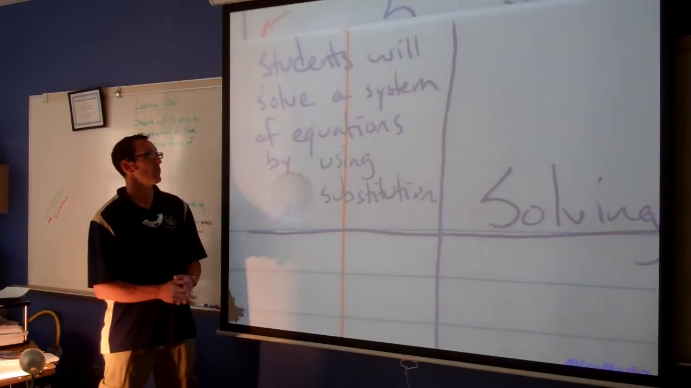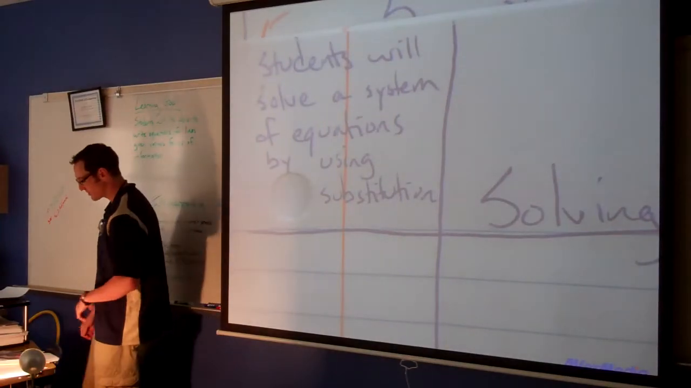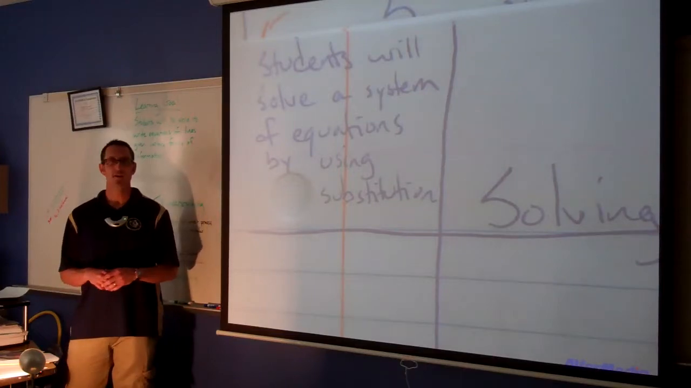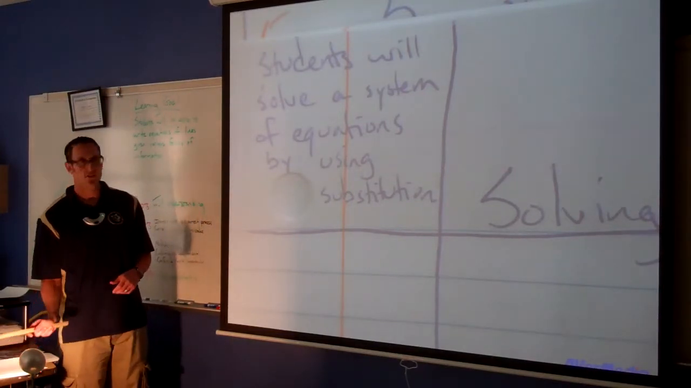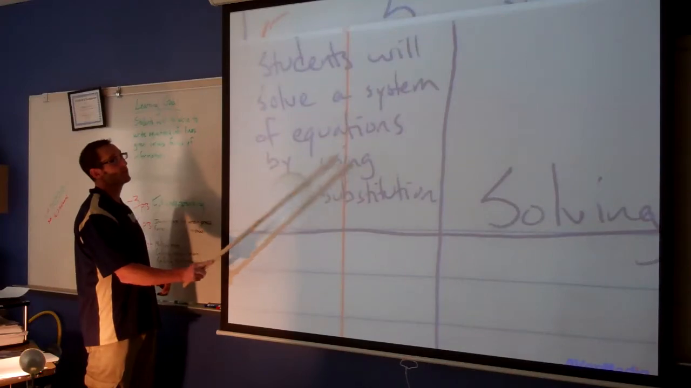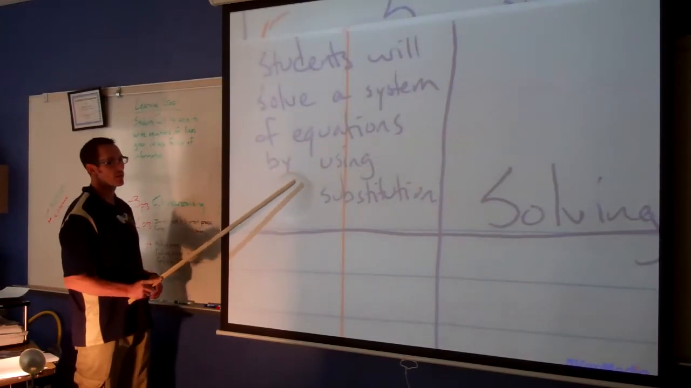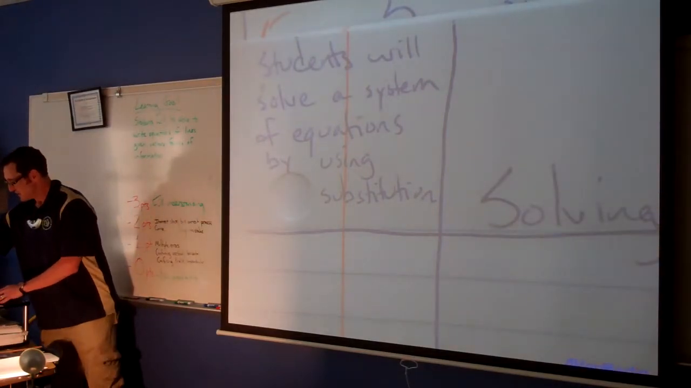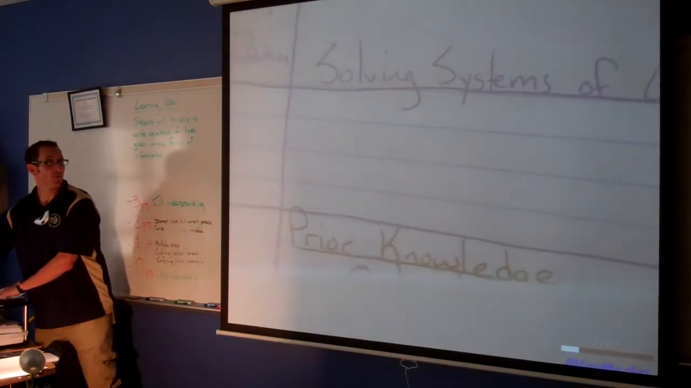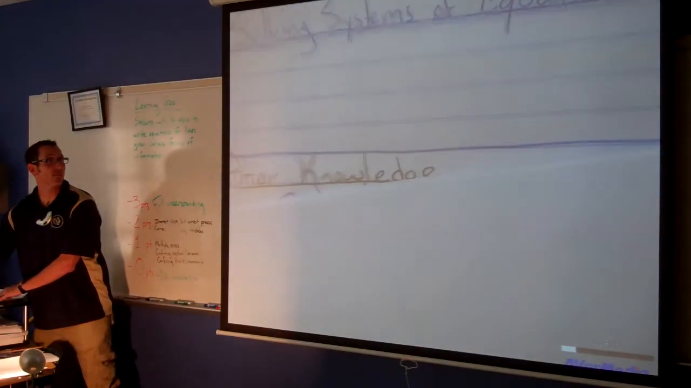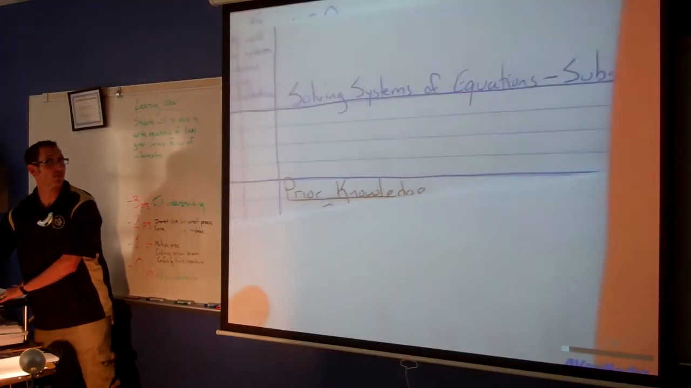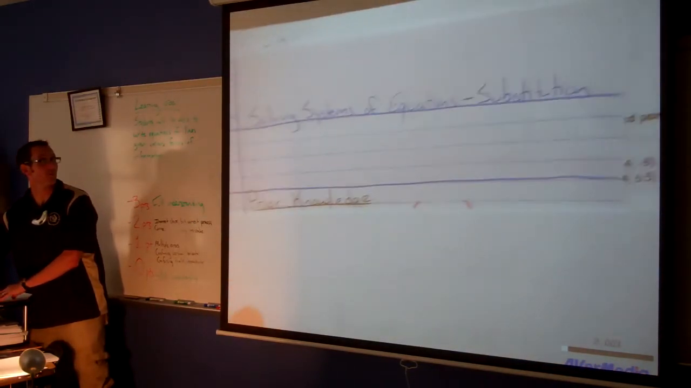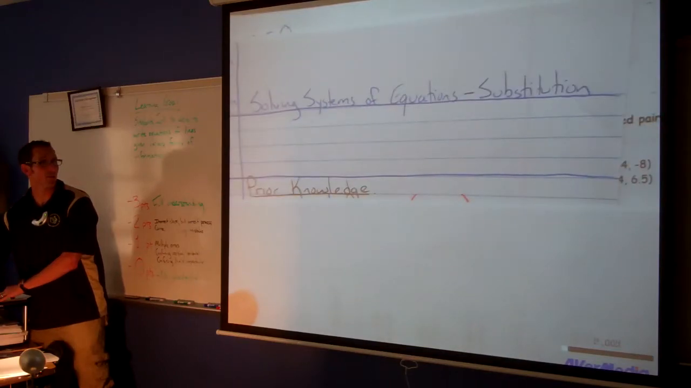So now we're going to get into something called a system of equations, and then we're going to solve those systems using different methods. The first method today is called substitution. So we're going to solve a system of equations by using substitution, and that's our goal. Having said that, we will still begin our lesson with prior knowledge. What are the things that we have to recall from previous lessons to be good at what we're doing?